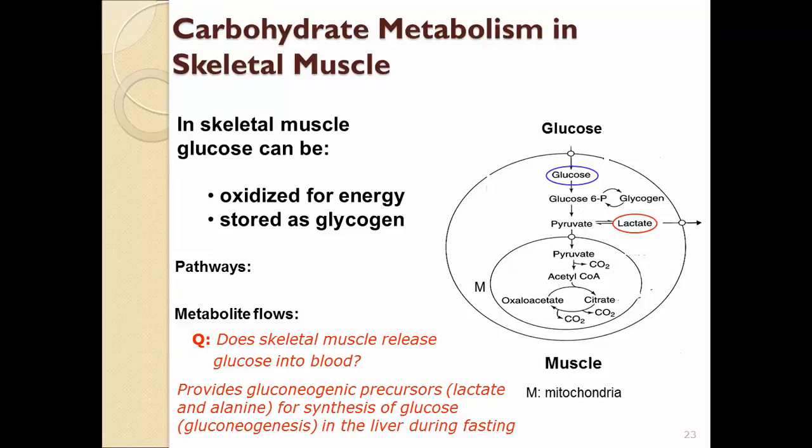So muscle is also a very important tissue that metabolizes proteins, right? So when metabolizing proteins, muscle can release alanine. Alanine is also a very important precursor to glucose. So lactate and alanine are the two important precursors of gluconeogenesis. So muscle indirectly contributes to blood glucose levels by providing precursors for gluconeogenesis. But again, it does not directly release glucose into the circulation.